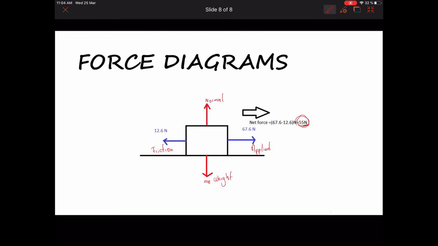In this case, the normal force and the weight must be the same because the object is not moving up or moving down. So we can say that these two forces are balanced, and that's why there's no movement up or down. But the movement is going to the right because the applied force is bigger than the friction force. So in this case, the applied force and the friction force are unbalanced forces.